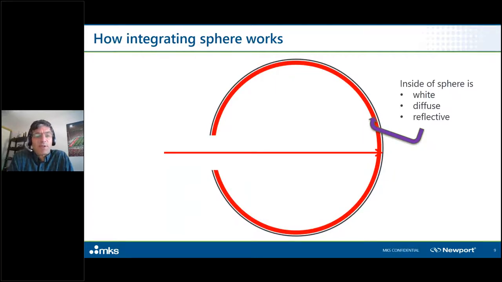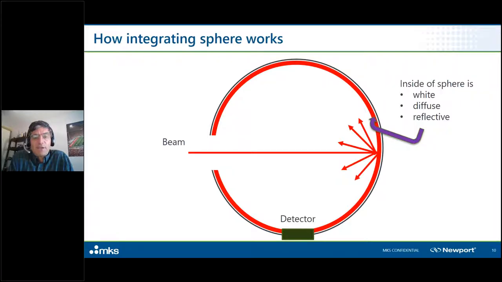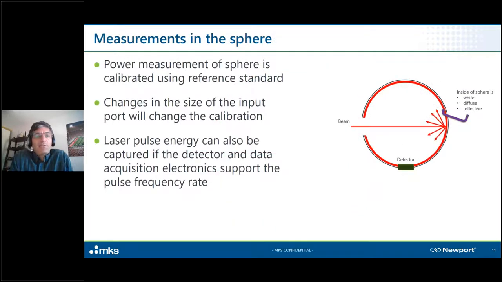And finally, as it keeps going through multiple reflections, it will eventually uniformly create a shroud, if you will, of light that coats the entire integrating sphere as all that light's bouncing around inside. And so what you can do is put a detector at one edge of the integrating sphere, and look at basically a piece of that light, and from doing calibration with a known source, you can actually determine the total power of the input beam. And that's usually how it's done, using some sort of reference standard to calibrate the signal from the detector in order to determine the overall power of an input beam into the sphere.